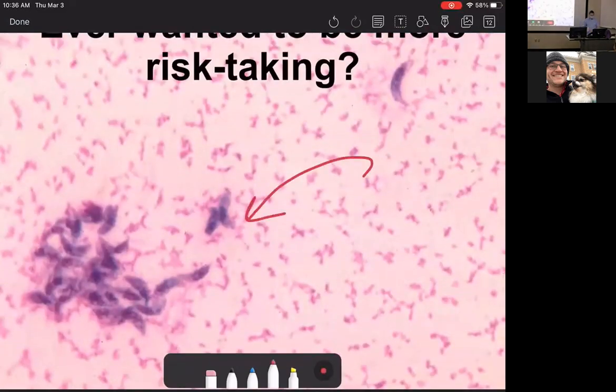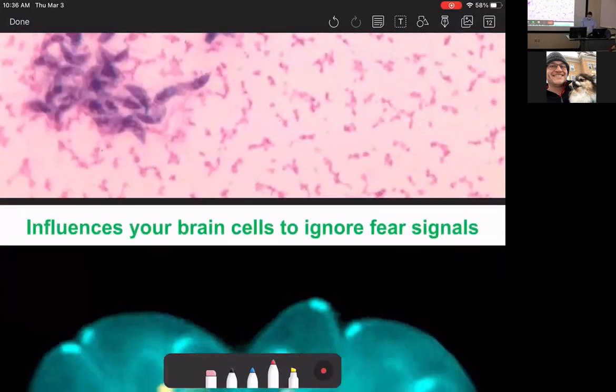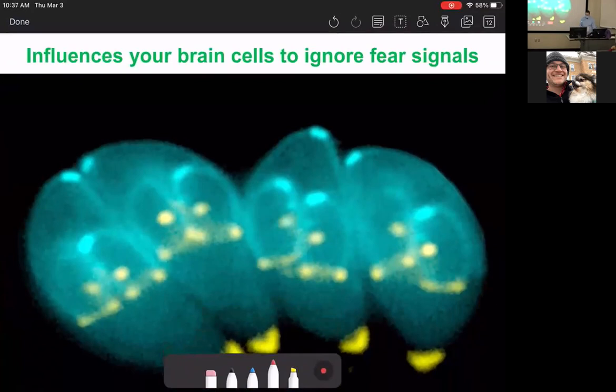It actually has its origins in mice, its typical host. What toxoplasmosis does is it sends out a toxin that looks very much like the GABA neurotransmitter. It blocks the GABA neurotransmitter. GABA is the calm neurotransmitter. So if you block that, you suddenly become more risk-taking. And what this toxin does is cause a mammal brain to ignore fear signals a little easier.